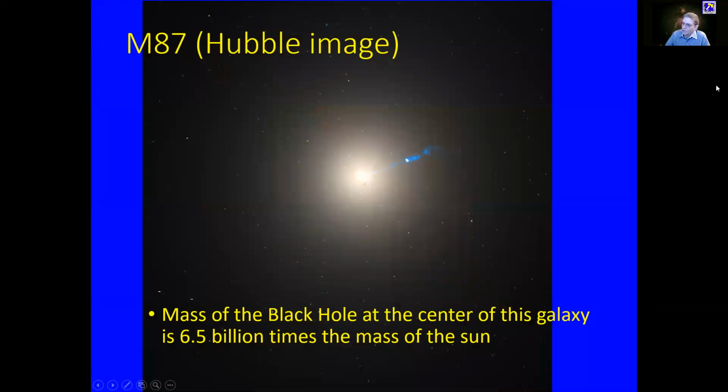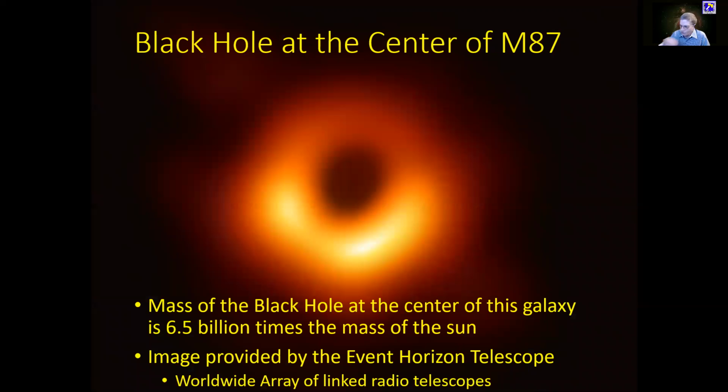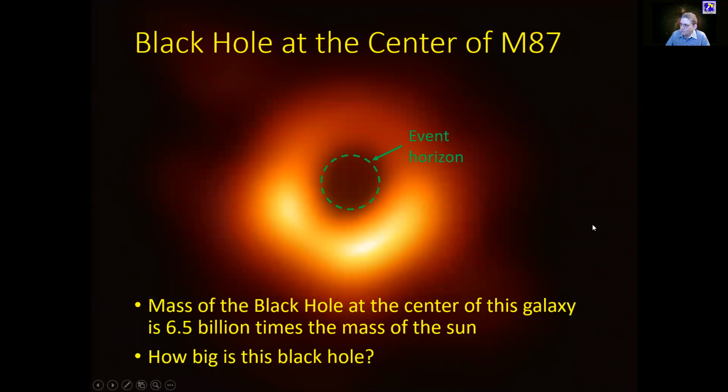Here we saw an image of the black hole from a single telescope, the Hubble Space Telescope, and here we see what it looks like in radio waves over a huge array of linked radio telescopes. Now you see something that kind of looks like a donut. And actually, yes, it is a donut when you think about it. The black hole is in the center of the donut, and we don't see anything there.